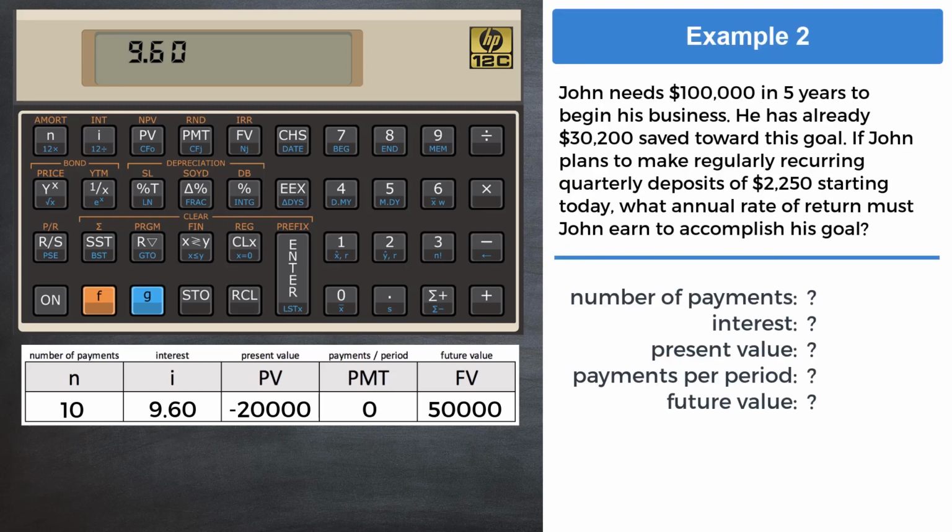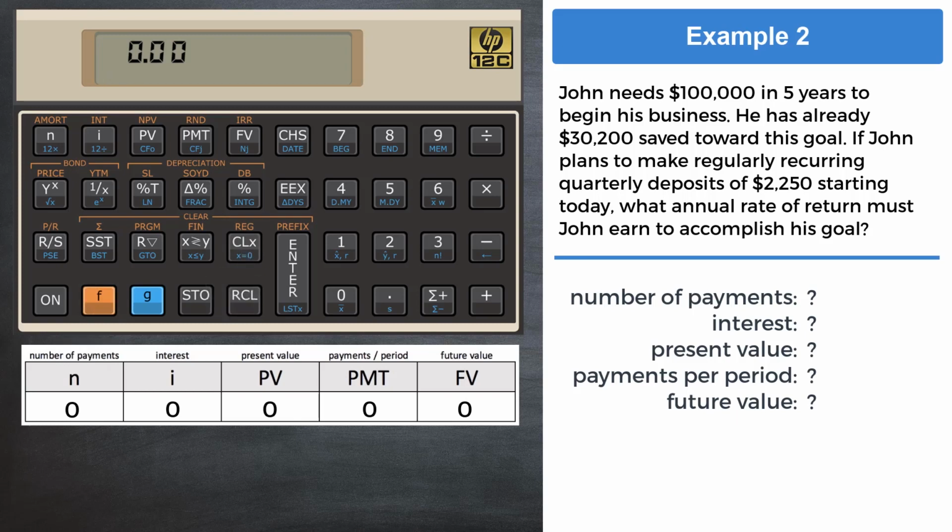Example 2. John needs $100,000 in 5 years to begin his business. He already has $30,200 saved toward his goal. If John plans to make regularly recurring quarterly deposits of $2,250 starting today, what annual rate of return must John earn to accomplish his goal? Clear financials with F, REG.